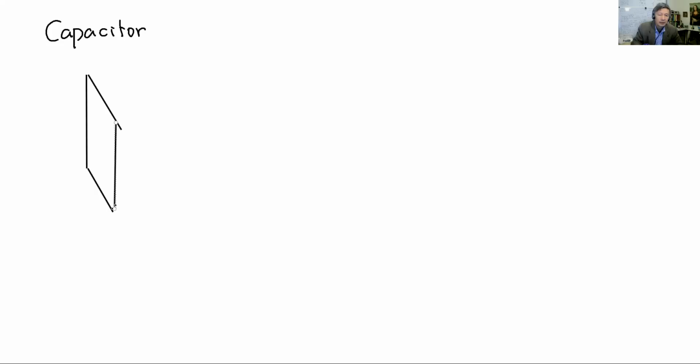This is one plate. Of course, they have some thickness, but we neglect that. That is a capacitor in 3D form. I'll write it down here. So there are two metal plates. Basically, we're dealing with two parallel conductor plates.